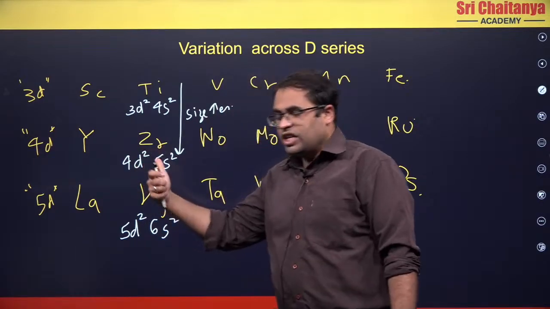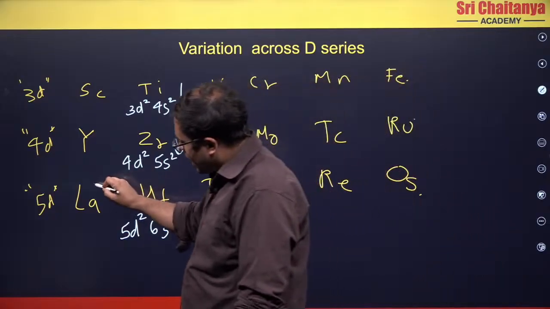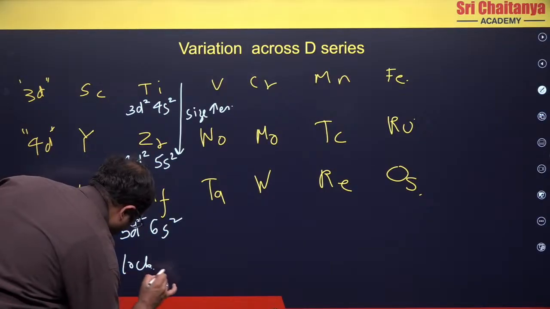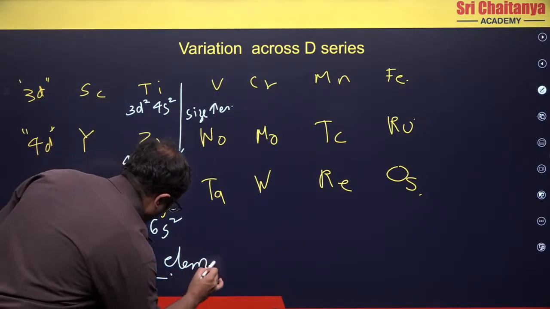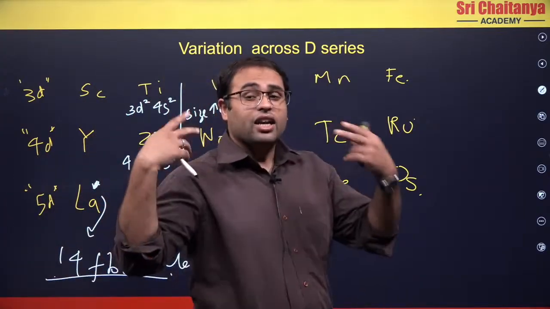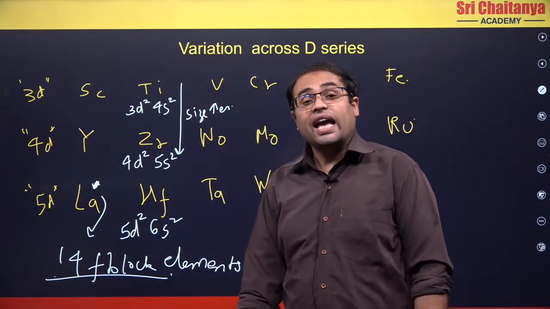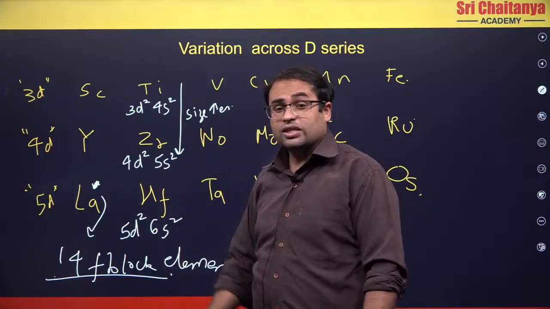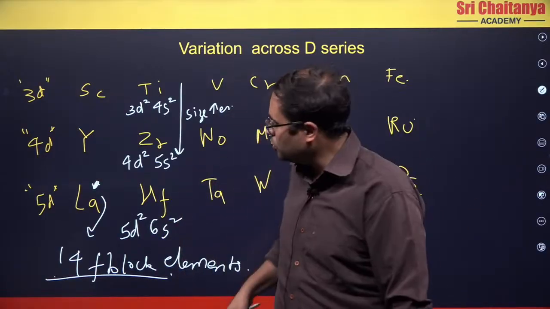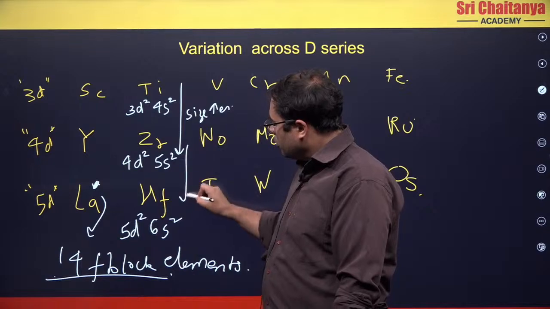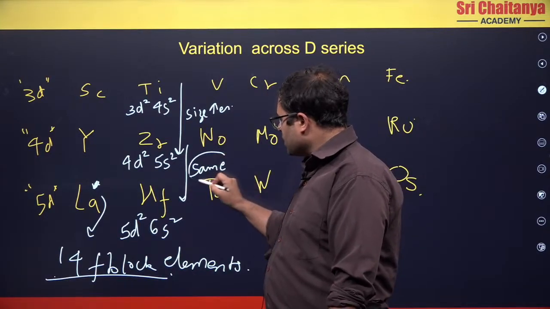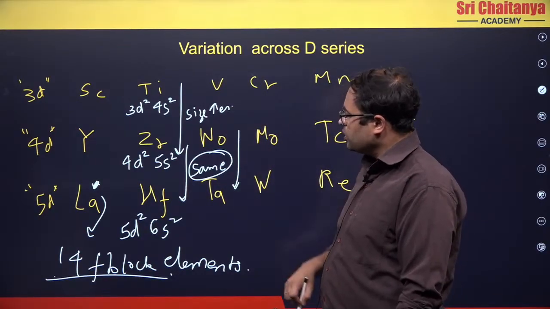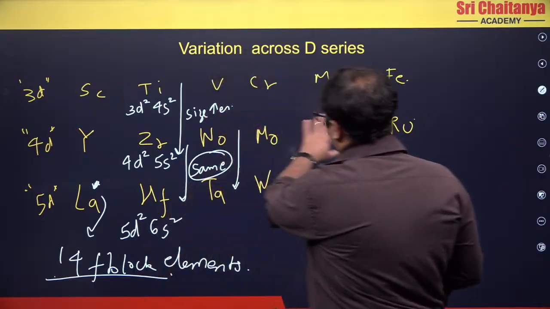But as you go from zirconium to hafnium, what happens is, you remember, here you have 14 f block elements, which are, repeating myself, poor shielders of nuclear charge. Because of this poor shielding, hafnium feels an increased, a strong nuclear charge, due to which the size from zirconium to hafnium remains same. So the atomic size or radius of zirconium and hafnium becomes similar. Same thing happens here. Here also the size remains same. This is the variation across the d series.